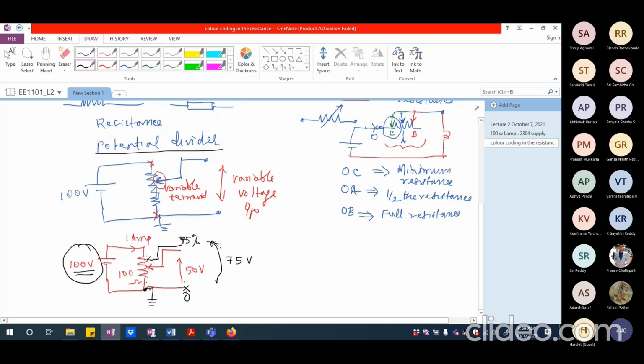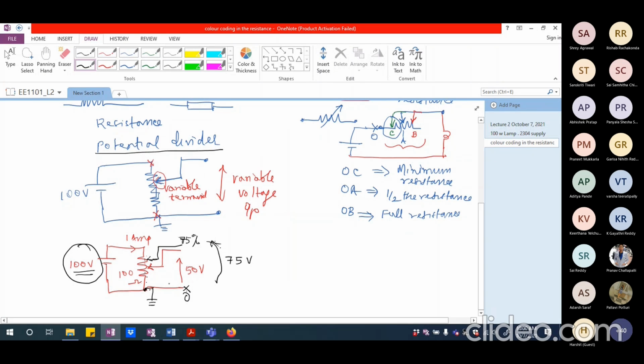Okay? Ma'am, can I summarize what I understood? Yeah, we are using a 100-volt battery, and we have connected it to a variable resistance. And we have connected that variable resistance to another source, and we are varying the resistance so that the voltage changes. Exactly. Okay, ma'am.